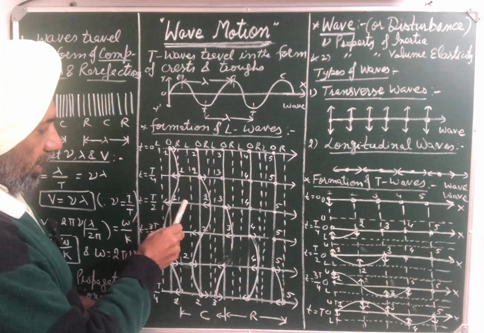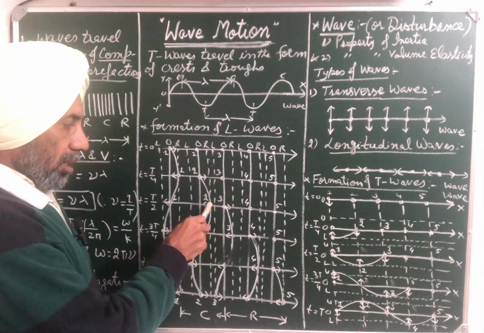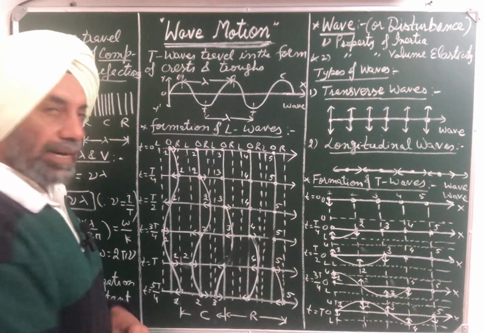At t equal to T/2, particle 1 reaches the mean position. Particle 2 reaches the right extreme. Direction reversed. Particle 3 is just disturbed. 4, 5 are still at rest.